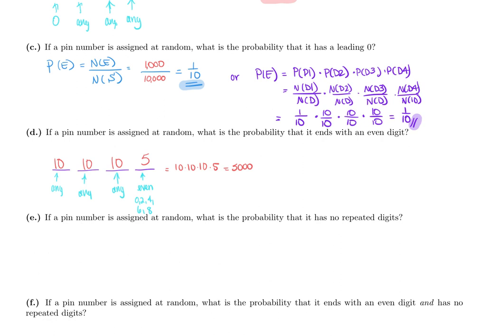So the probability here of our event would be the number of ways our event can occur out of the total number of events in our sample space. So we got 5,000 ways out of our sample space, which is still 10,000 possible pins. So 5,000 out of 10,000 is 1 in 2. That's 1/2. Right? So 1 in 2 chance.